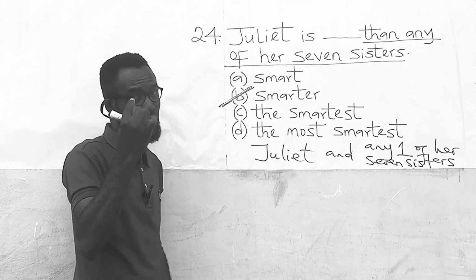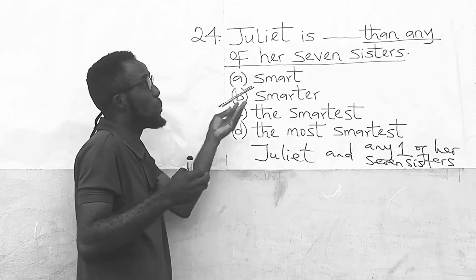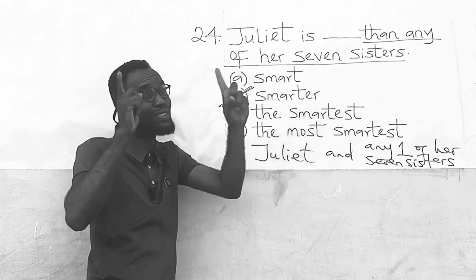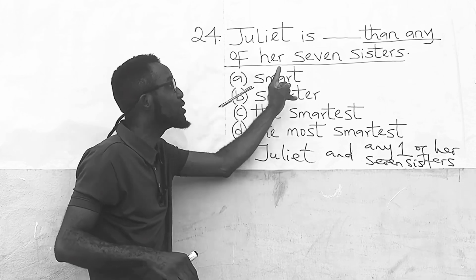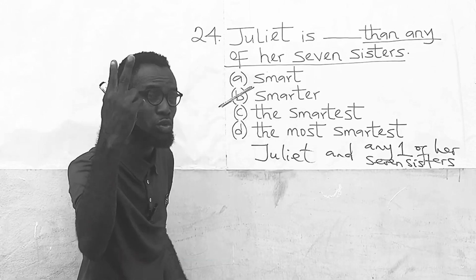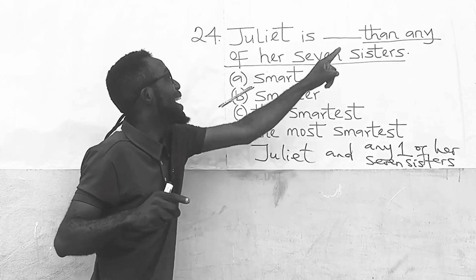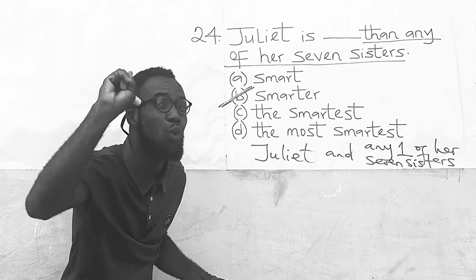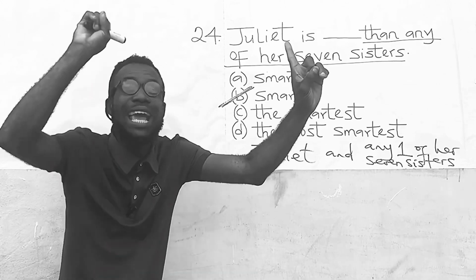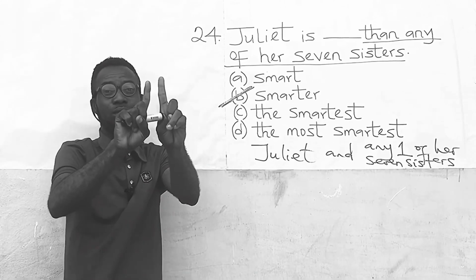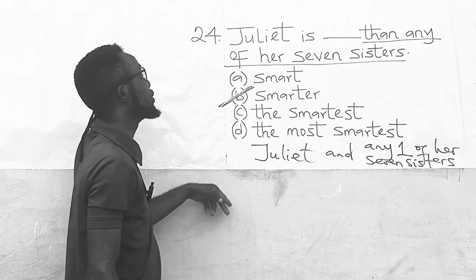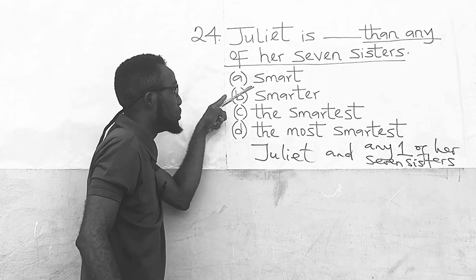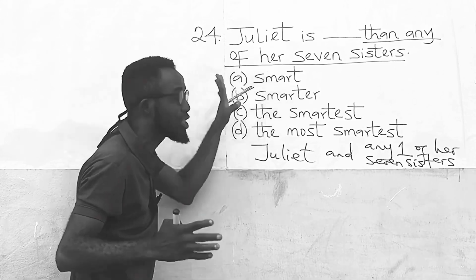I know you guys will be thinking that the number of persons compared here is eight, that is Juliet plus her seven sisters, but that is not true. The number of persons compared in this question is two. Juliet compared with any of her seven sisters, that is, Juliet compared with any one. So how many compared? Two. So we should be using a comparative adjective, in this case smarter. And that is why option B is the correct option for this question.